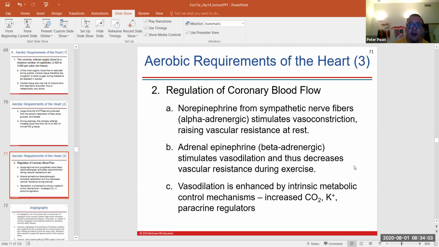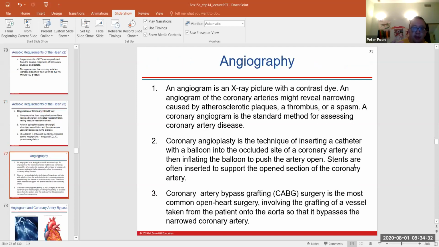Regulation of coronary blood flow: the norepinephrine from the sympathetic nerve fibers stimulates vasoconstriction, which raises vascular resistance at rest. The adrenal epinephrine stimulates vasodilation and decreases vascular resistance during exercise. So now you have a bigger difference between the two ends, and that helps blood flow.